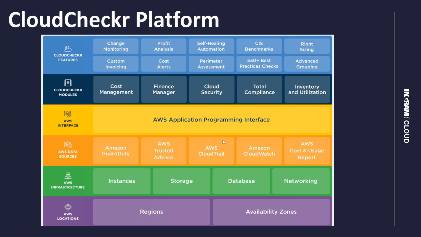And CloudCheckr uses all this data to build modules. There are modules for cost management. You can monitor, you can invoice your customer. You also have Finance Manager, where you can do a profit analysis. You can also set alerts. And you have cloud security. There are a lot of predefined rules there that you can follow. You can set alerts in case someone breaches a rule, then your team can take action accordingly. There are a lot of best practice checks we'll talk about in the next slide. You also have inventory and utilization checks. That's all the modules and features available on CloudCheckr.